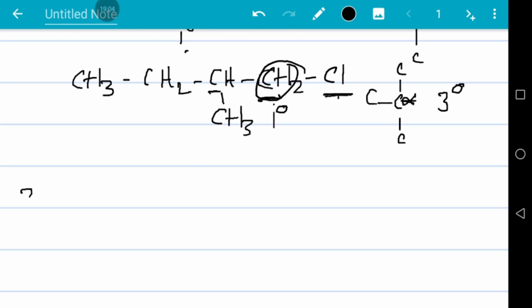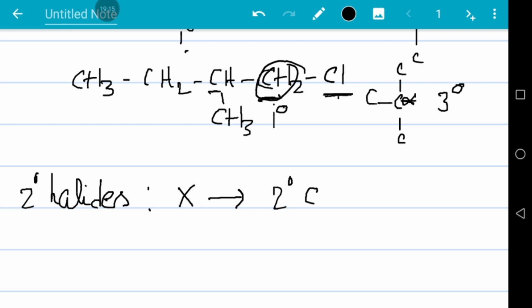Next, the second one is the secondary halides. So what is the meaning of secondary halides? Secondary halides means halogen is attached to a secondary carbon. If halogen is attached to a secondary carbon, then it is a secondary halide. For example, CH3CHClCH3. This is the example of a secondary halide.